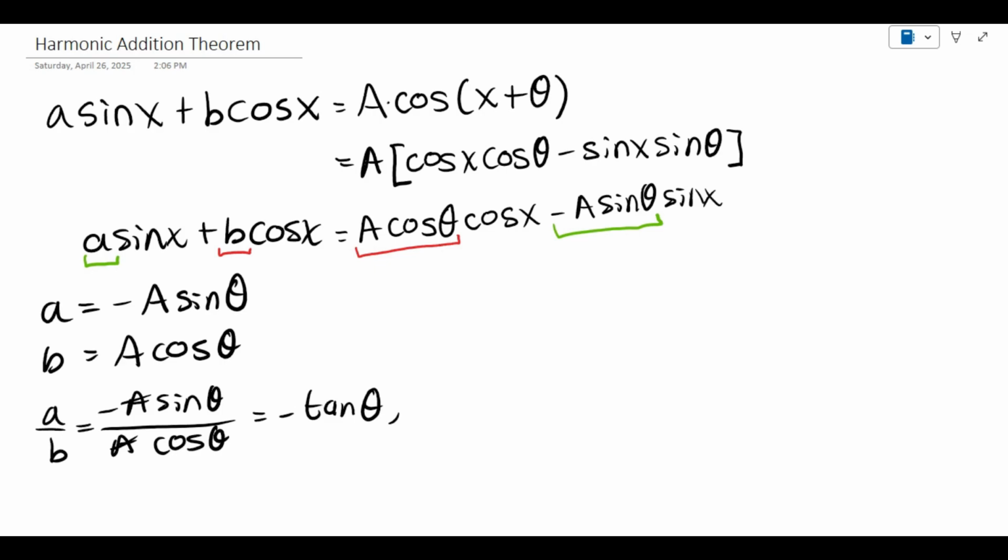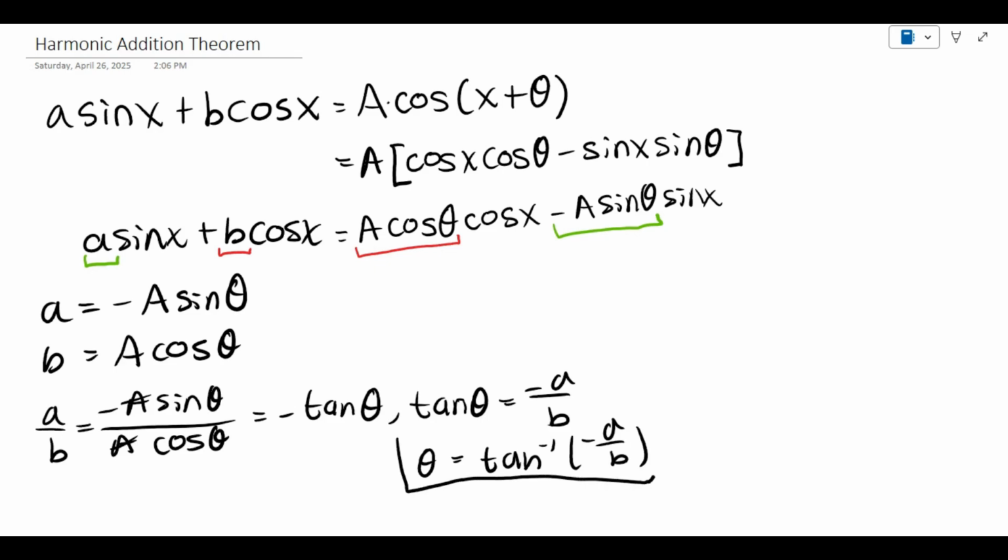So this will conclude that tangent theta will equal negative a over b. So theta will be equal to inverse tangent of negative a over b. So this is the first one, okay.